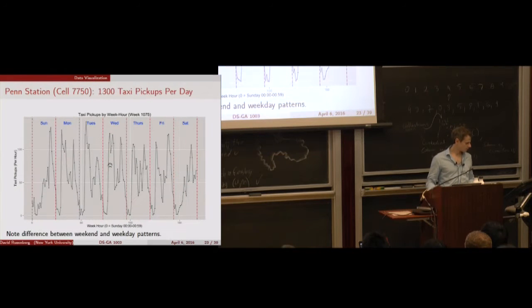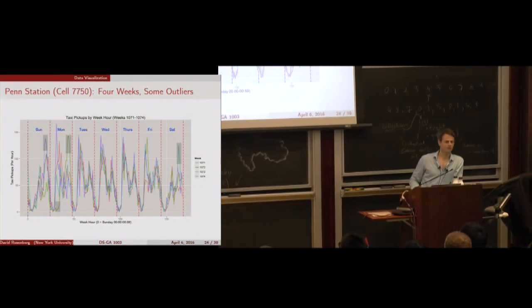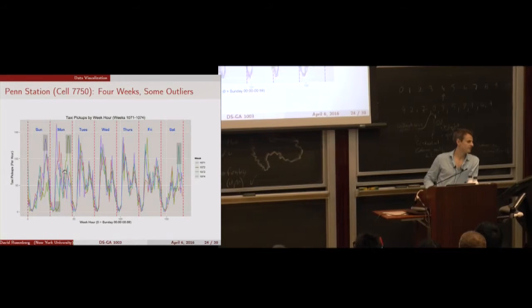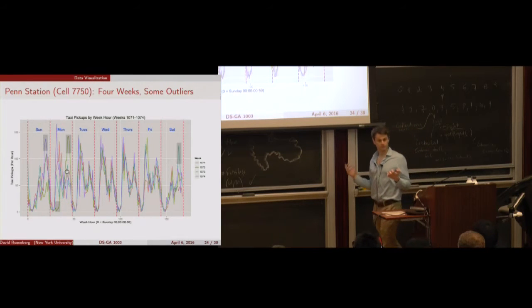So what would we want to do? Yeah. Is this for 1 week only, or is it aggregated? This is 1 week, no aggregation. Yeah, good question. So here's 4 weeks separately plotted. And you can start to see a little bit of the variation from week to week. And it's this variation that we'd want to capture in our distribution, right?